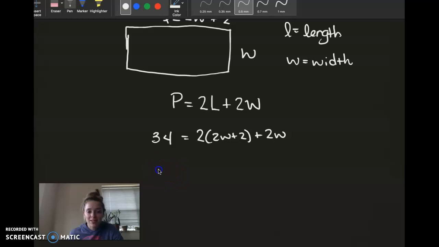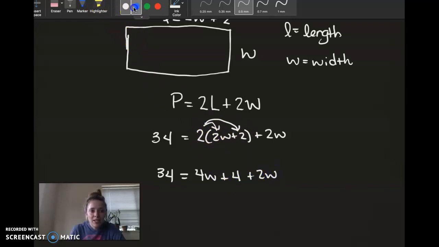So the left-hand side, that's already simplified. I don't need to do anything with that. But the right-hand side, I am going to have to simplify that quite a bit. So first of all, I'm going to go ahead and try to simplify in the parentheses. I can't. Those are not like terms. There's no exponents, so I can't do anything there. But I can multiply. So I'm going to distribute the 2. 2 times 2W is 4W, and then 2 times 2 is 4.